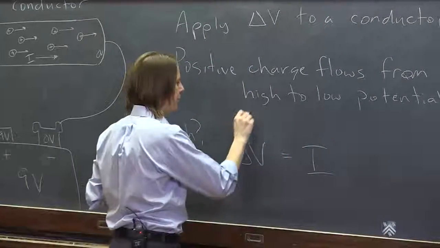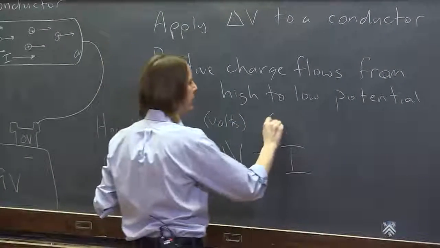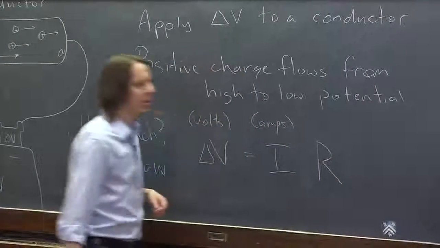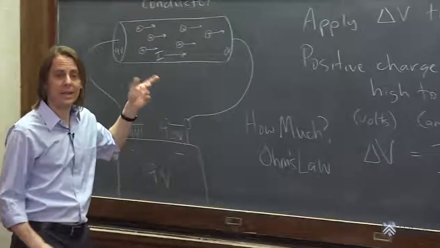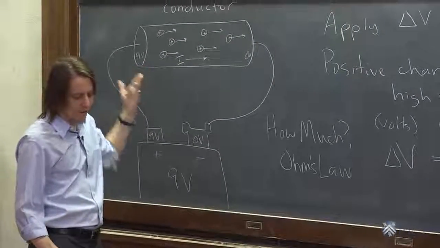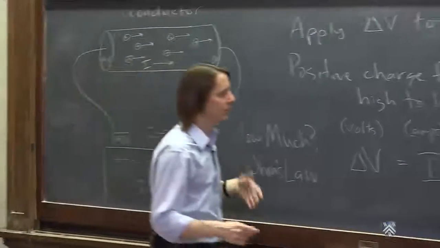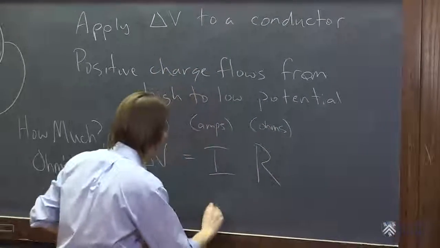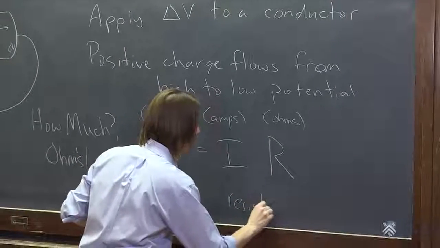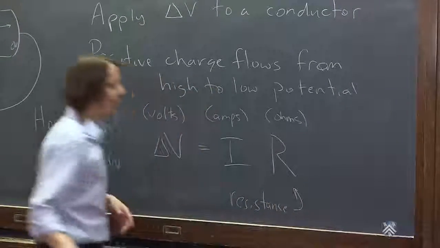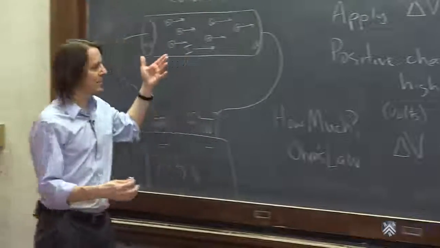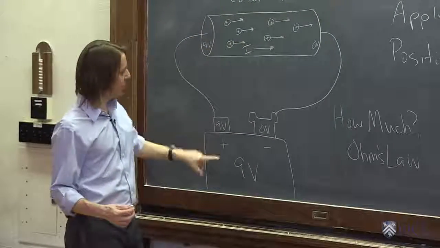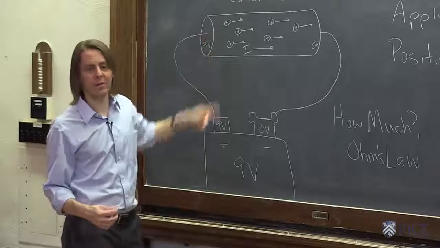This is in volts. This is in amps. And times the resistance of the conductor. Any little object you flow stuff through has something called a resistance. And this is in ohms. And we are going to be talking a lot more about resistance. But basically, Ohm's law is telling you that every object has this property called resistance. And it defines how much current you get per how many volts you put across the object.